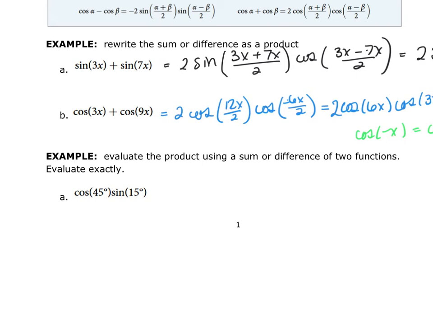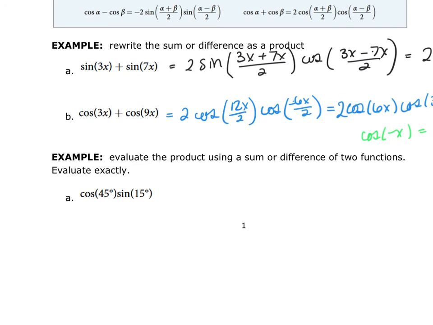If I'm asked to write this product using the sum and difference of two functions, I look to see what I have. I have the cosine and then I have the sine. Because I have the cosine and then the sine, I'm going to use this formula.